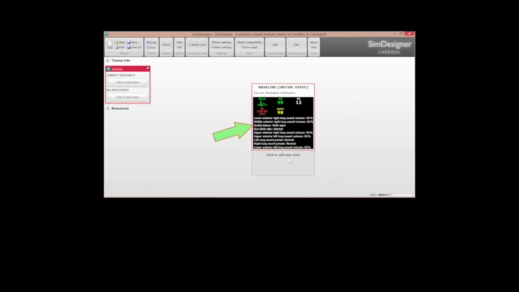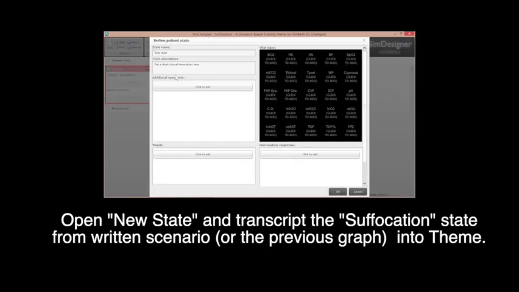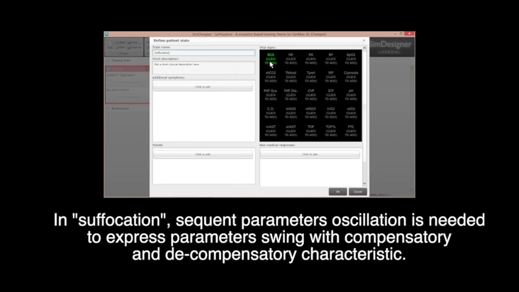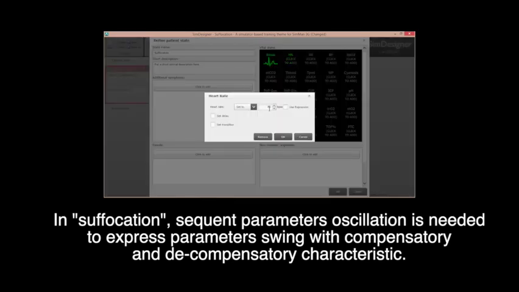This is the initial stage for pre-brief orientation purpose. Click the gray box below to have a new state so the suffocation state can be created. Open the new state and transcribe the suffocation state from the written scenario into themes. In suffocation, sequential parameter oscillations are needed to express parameter swinging with compensatory and decompensatory characteristics.